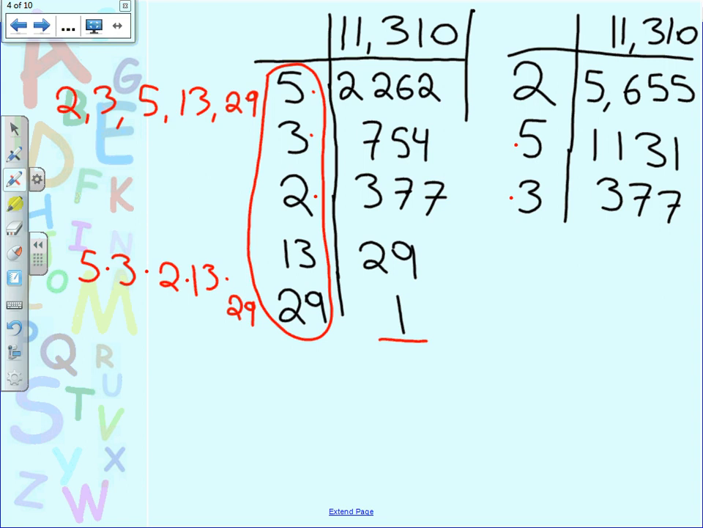Any questions about prime numbers? About prime factorization? Liam's like, no, I don't have any questions. You good? Okay. I can help.